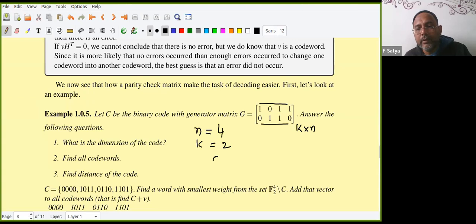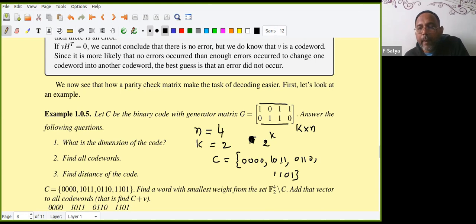What are all the code words? These are already code words. 0, 0, 0, 0 is already a code word, right? Now 1, 0, 1, 1 is a code word. 0, 1, 1, 0 is also a code word. Now what is the other code word? The dimension is 2 power k, so that is 4 vectors only. Already I have 3 vectors. What is the next vector? Adding these two, that is 1, 1, 0, 1. Right? Yes, these are the code words.